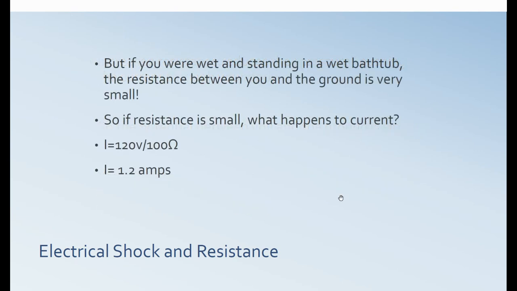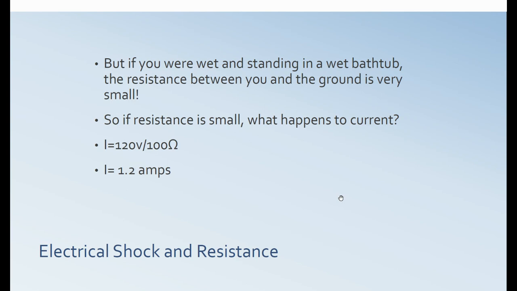But let's say you are soaking wet and standing in a wet bathtub. Well, now the resistance between you and the bathtub you're standing on is very small. And if resistance is small, remember what happens to the current. Let's work this out. Our current is going to equal 120 volts, which is the household voltage, divided by our very low resistance, 100 ohms, and we get a current of 1.2 amps.